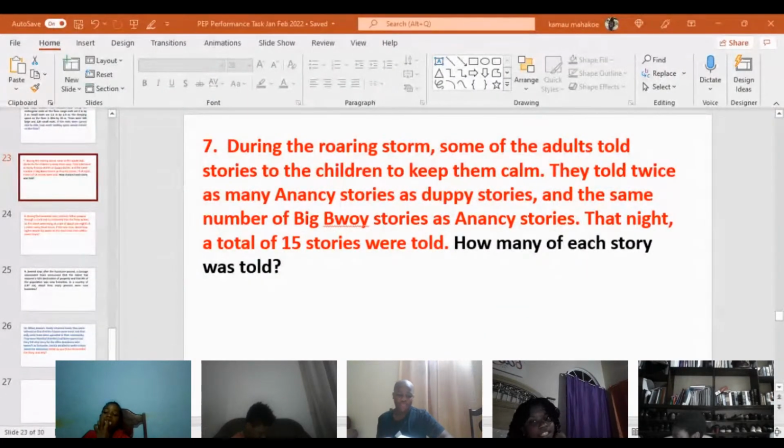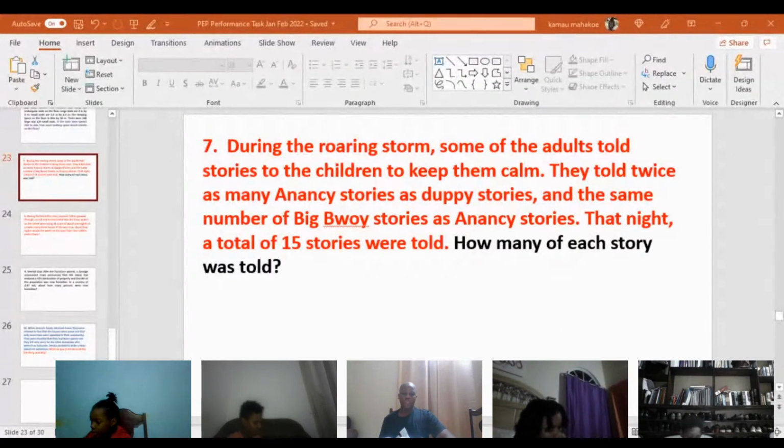Miss, because it says they told twice as many Anansi stories as Duppy stories. So that means the Duppy stories is 1, and then the Anansi stories is 2 because it's twice as many. So the Big Boy would be 2 times as many as the Duppy. So we add the numbers together, 2 plus 1 plus 2, which would give you 5. So I put 2 over 5 times 15 over 1, and I got 6.